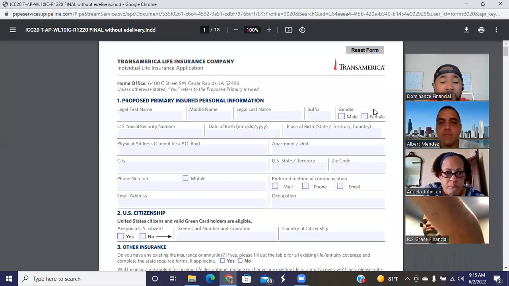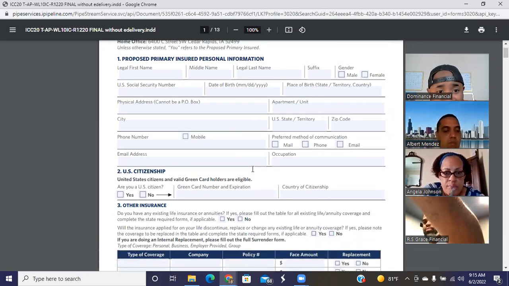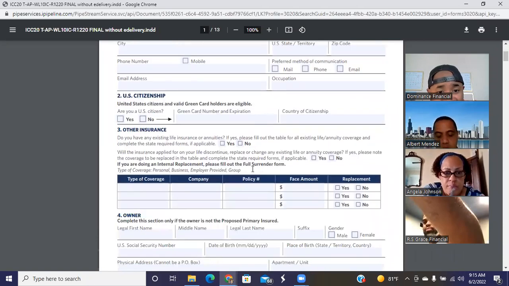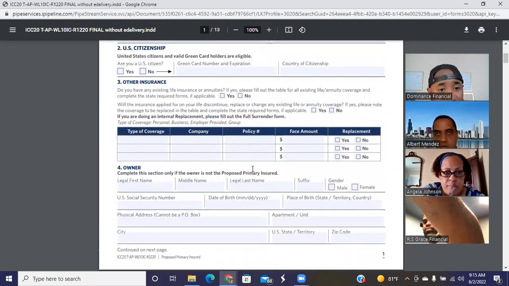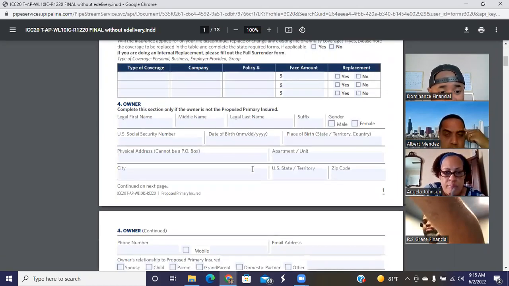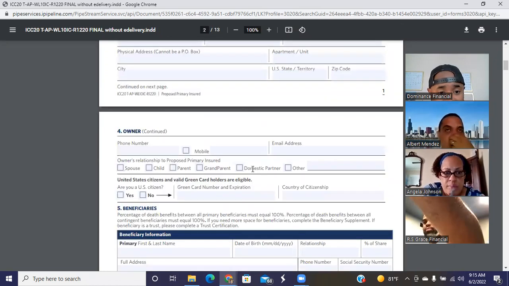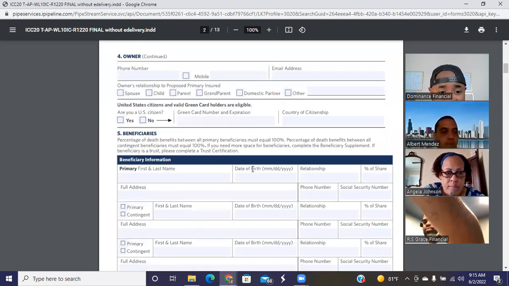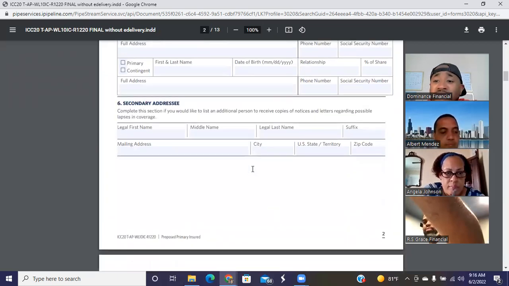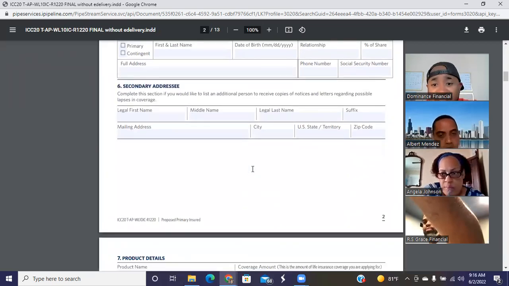Let's explore. First, middle, last name, social, date of birth, birth country, address, U.S. citizenship, country of citizenship, if they have other insurances in place, owner information, owner's relationship to proposed insured, beneficiaries information, secondary addressee. Is anybody unclear what that is? Secondary addressee?